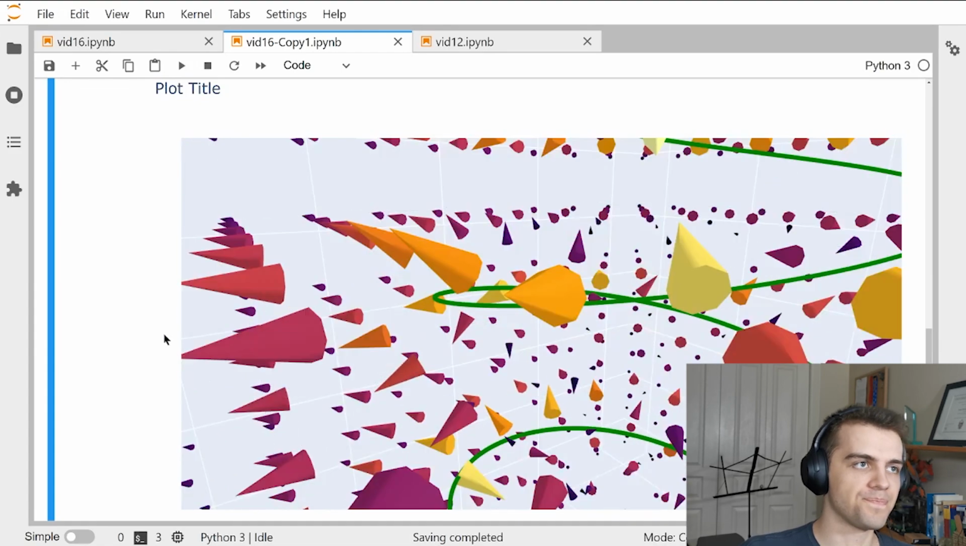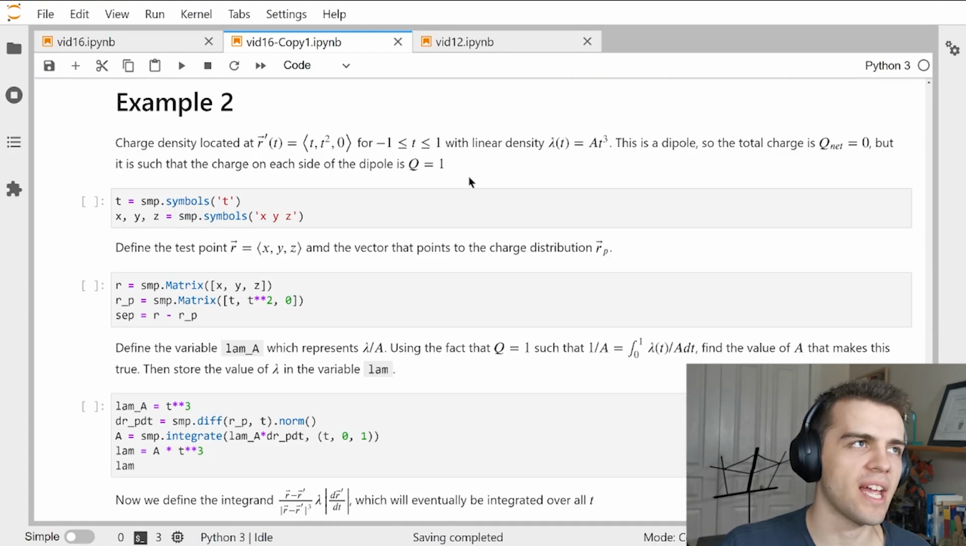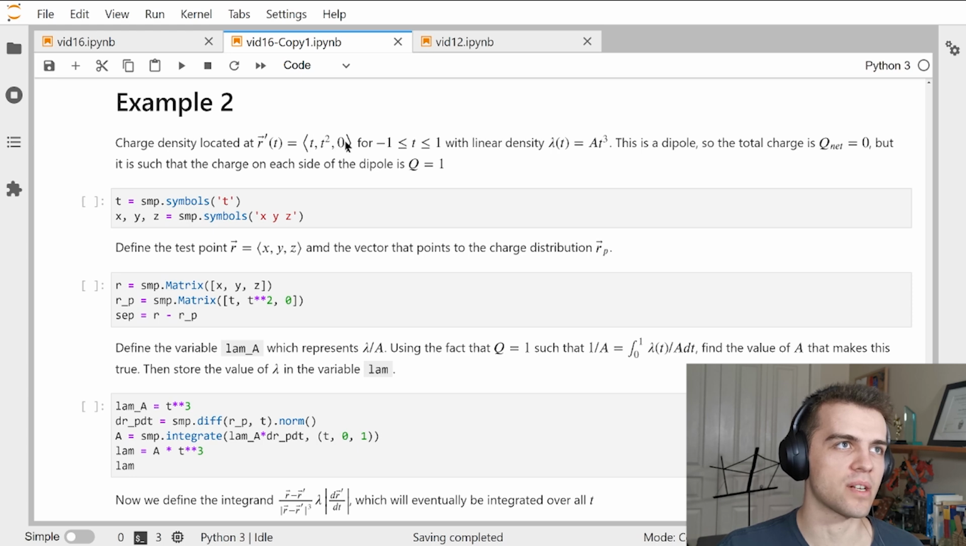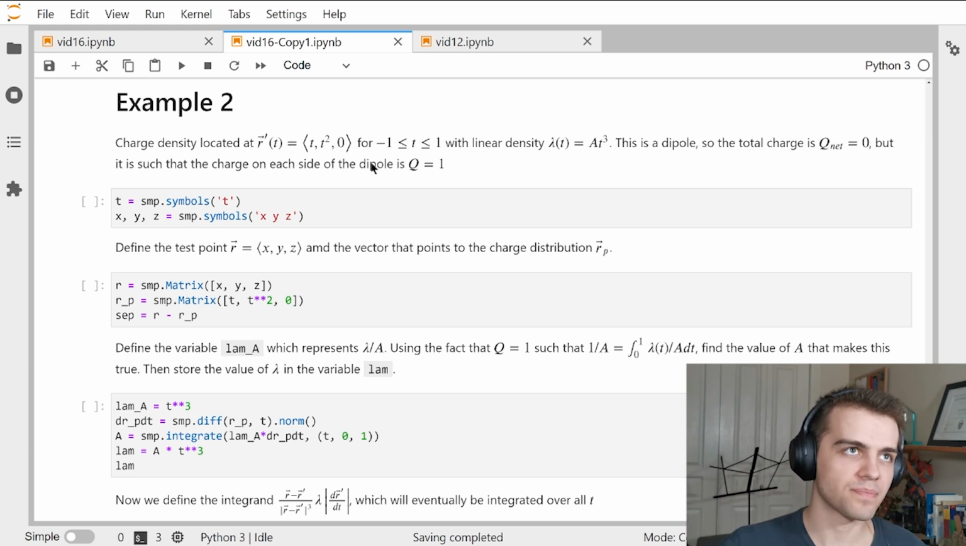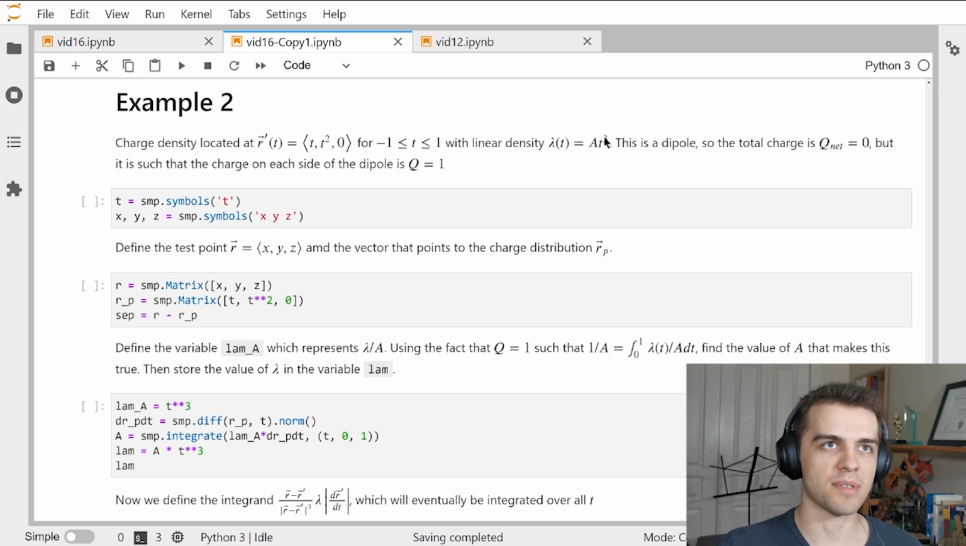I have one more example today, and I'll go a little bit quicker through it, but it's also a useful one. It's a dipole charge. So there's a charge density located like this, t squared, 0. If you're curious what that is, that's a parabola. So it's a line of charge that's in a parabola from -1 to 1. And it's got a linear charge density, a times t cubed.